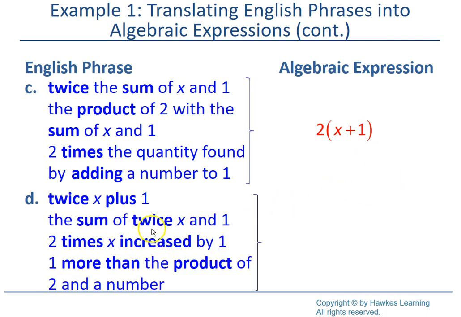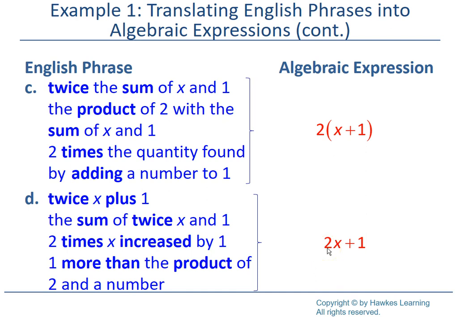All right, let's take a look at this. Twice x plus 1. So the plus is translated to sum. Twice x and 1. Again, twice is multiplication. 2 times the x increased by 1. That would be the plus. And then 1 more than the product of 2 and a number. What does this look like?